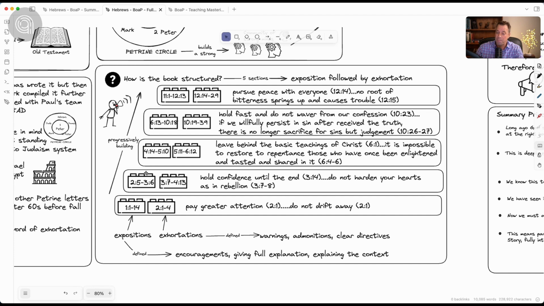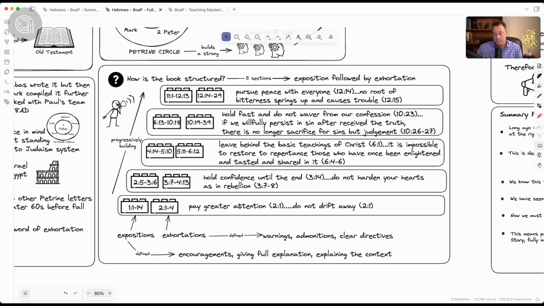These are like Lego blocks. They build on each other. So the first exhortation is made up of these 2 parts, 1:1-14, and 2:1-4. And I've summarized them here in this box. Pay greater attention and do not drift away. Do not drift away from what? Well, we're going to look at that in a minute with the first exhortation as we go through.